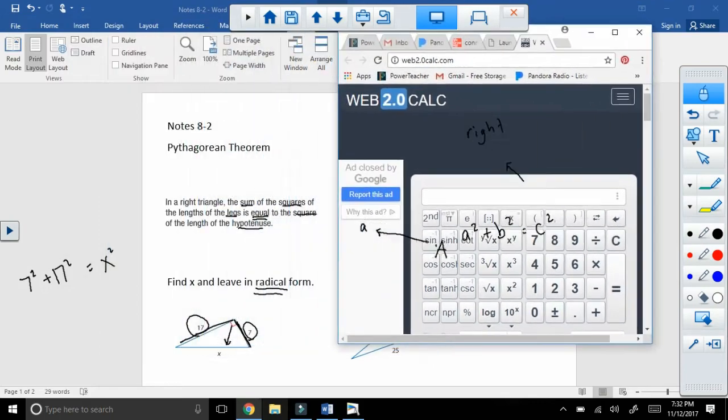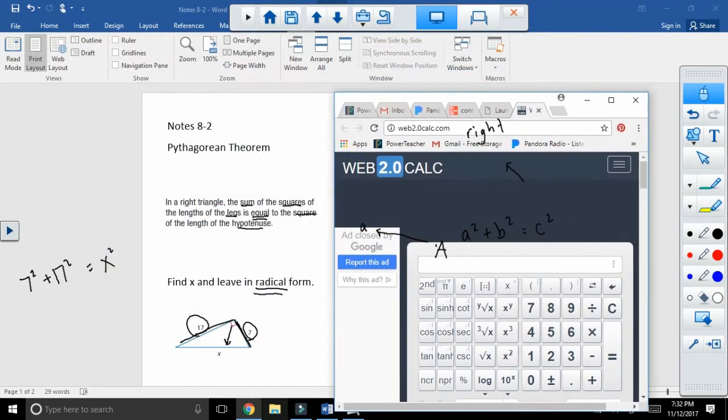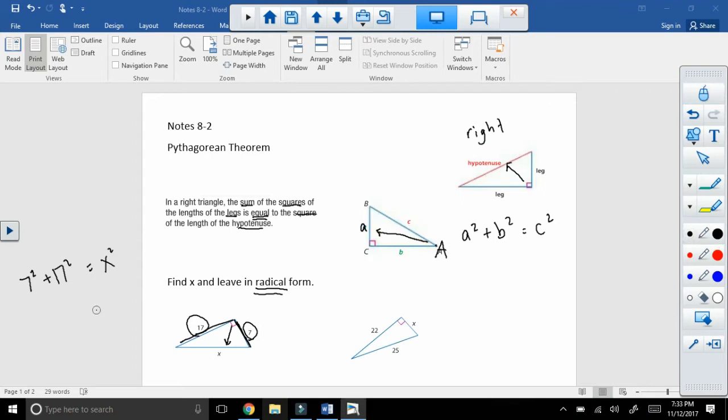I have a little bit different calculator here so I can type it all in together. I'm going to type in 7 squared plus 17 squared, and the answer to that is 338. So I'm going to write down x squared is 338, and then when I take the square root, I need to think about what perfect squares go evenly into 338.